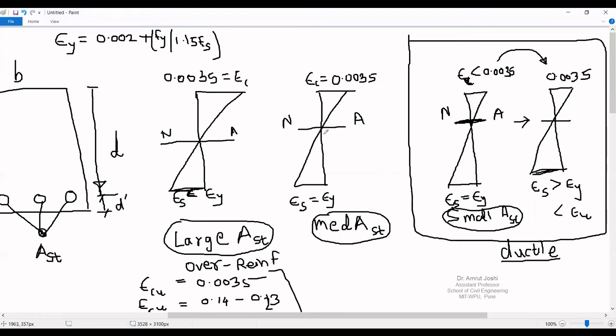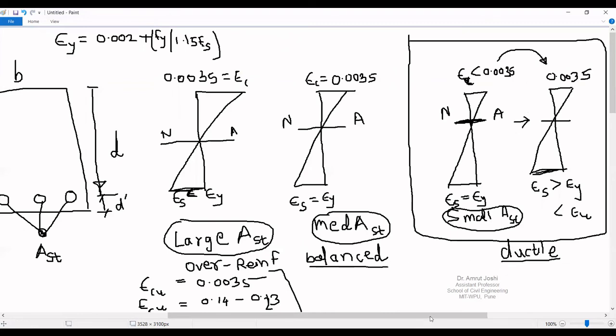This section, where the concrete on the extreme compression side reaches its ultimate strain at the same time when steel starts yielding, or steel reaches its yield tensile strength. Now for this section, when the extreme compression fibers reach the ultimate value of strain, that is 0.0035, at the same time the steel on tension side also reaches yield strain, this section is called a balanced section.